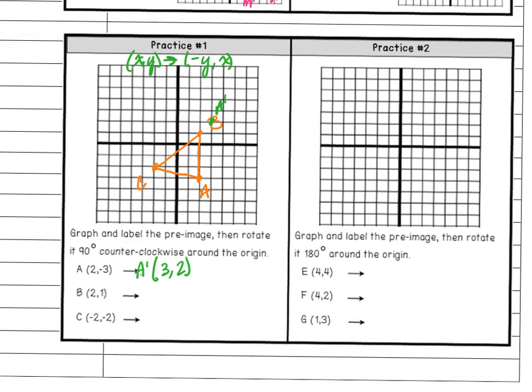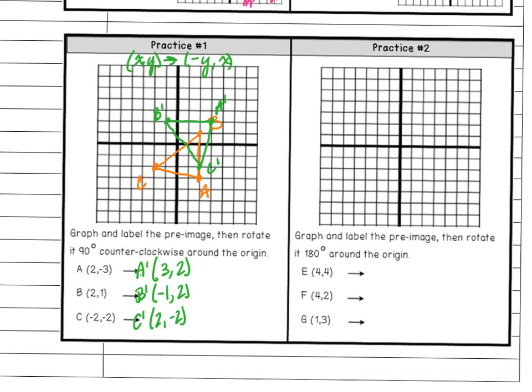And then we've got B prime, which is going to be negative y, so that's negative 1, and x, negative 1, 2. So negative 1, 1, 2, B prime. Okay, and then we've got C prime, which is going to be negative y, so that's 2, and negative 2, positive 2, 1, 2, negative 2, C prime. So we've got this, this, and that, and there's my rotation. Okay, nice job, you guys.